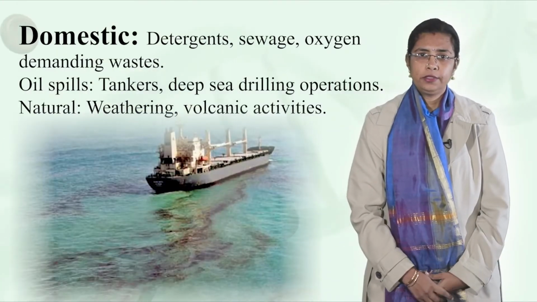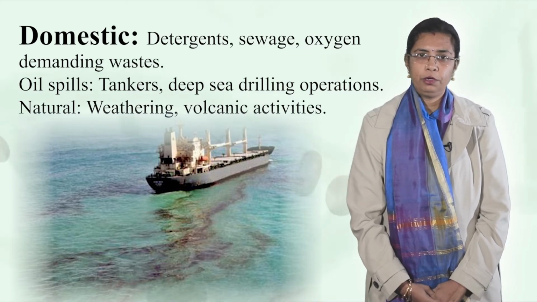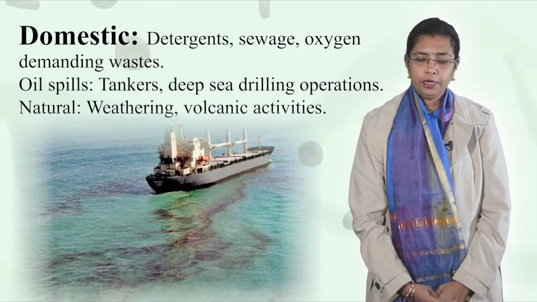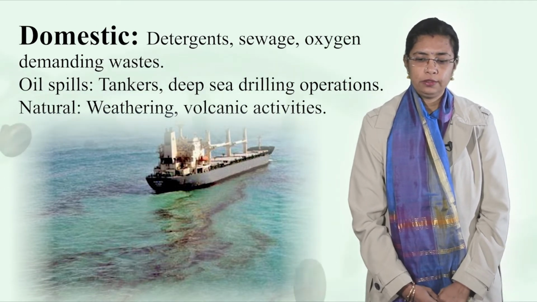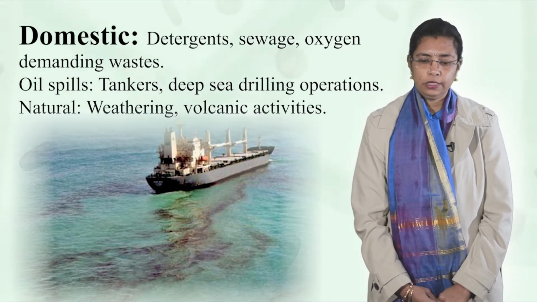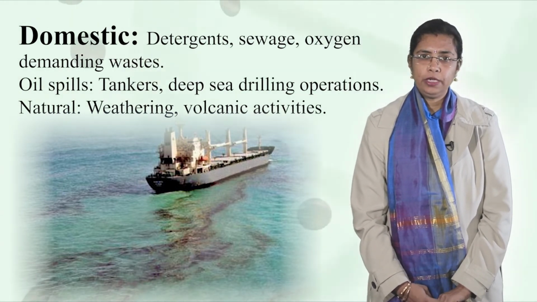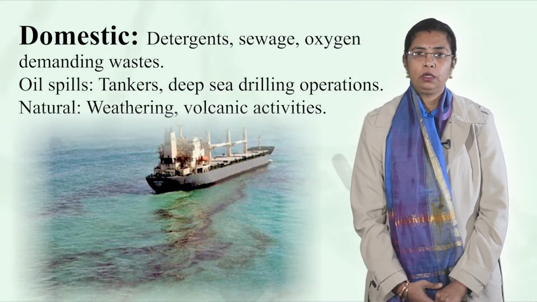In the domestic sector, we have the sewage, we have the detergents that have a high amount of phosphates, and oxygen demanding waste. In oil spills, the spillage occurs from the tankers, and deep sea drilling operations can give out a lot of oil into the sea, and of course the natural activities like weathering and volcanic activities can also give out certain pollutants into the ecosystems.